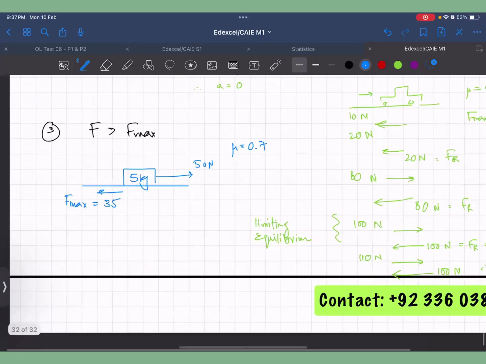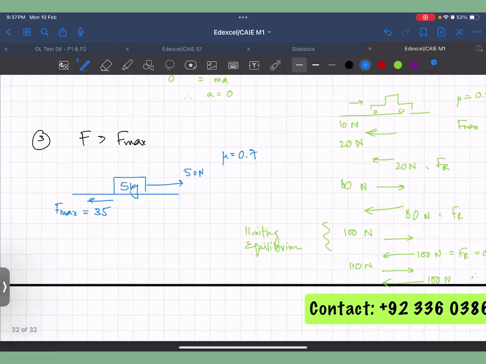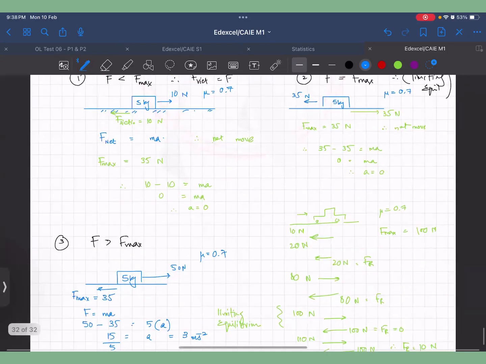So what happens now? You will get a resultant force, and because of that resultant force, you will get acceleration. So resultant is 50 minus 35 is equal to 5 times a. So 15 is equal to 5a, so a is 15 divided by 5. The acceleration is coming out as 3 meter per second square. Right now, the 5 kg object would start to move with 3 meter per second square.